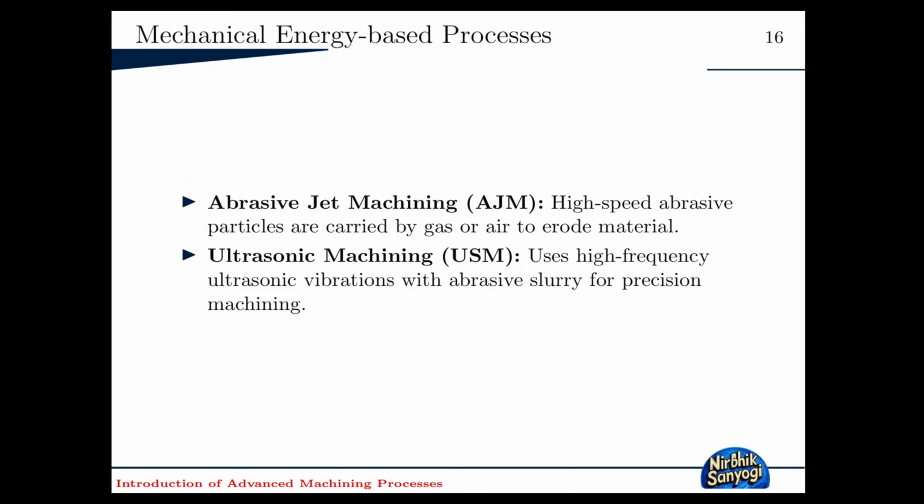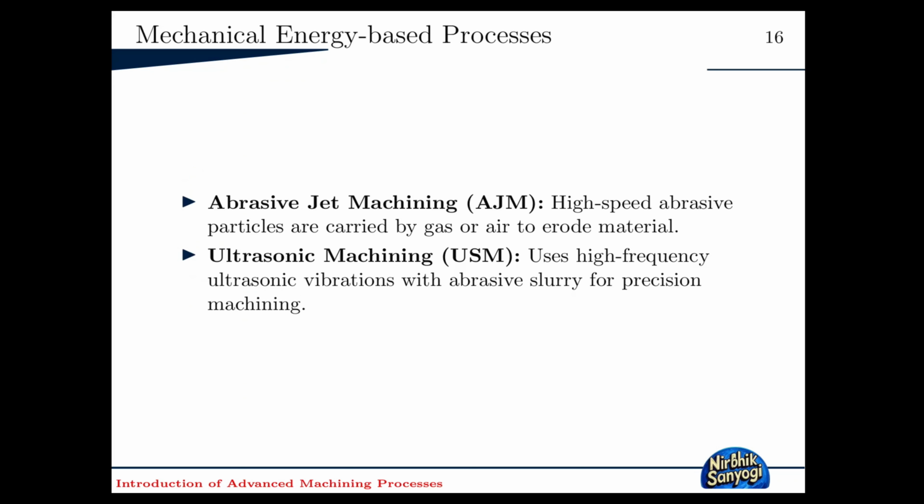Under mechanical energy based processes, the two most widely used advanced machining processes are AJM and USM. AJM stands for abrasive jet machining, while USM stands for ultrasonic machining. In AJM, high speed abrasive particles are carried by gas or air to erode material. There is another version also available, which we call abrasive water jet machining. Instead of gas or air, abrasive particles are mixed with water, and it passes at high speed to erode the material.